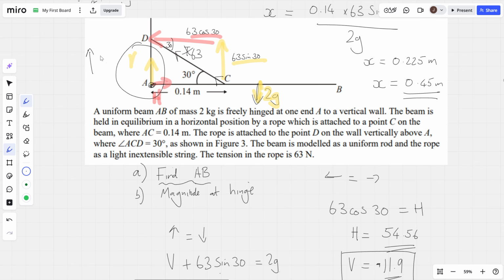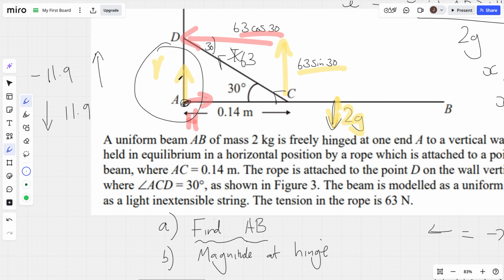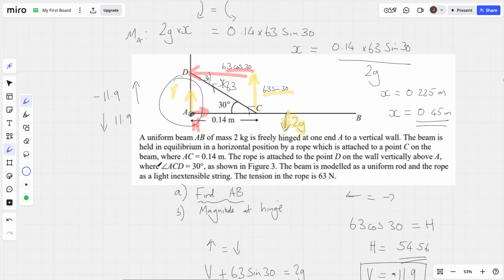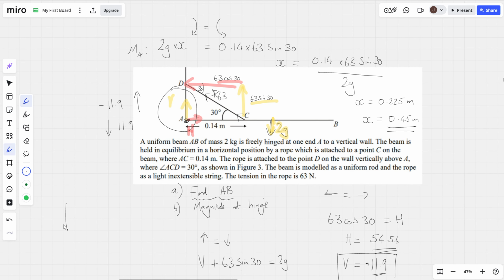How does it make sense? Well, it's a force, and before I answered the question, I didn't know if this hinge was acting up or down. So if it's minus 11.9 upwards, that means that it's actually downwards by 11.9. That's the idea. So this does happen sometimes. Don't be put off. Don't be worried. You weren't to know this before you started the question. So it just means that now I know, I'm going to adapt it. It's not that it's wrong.